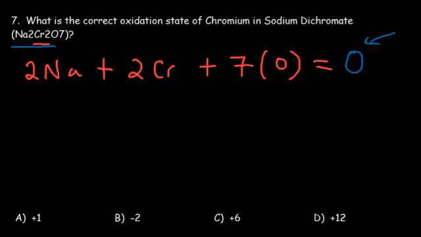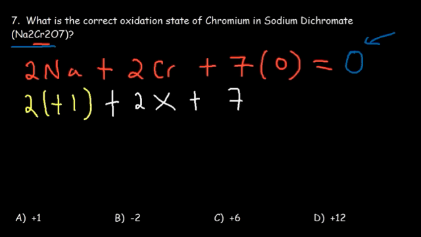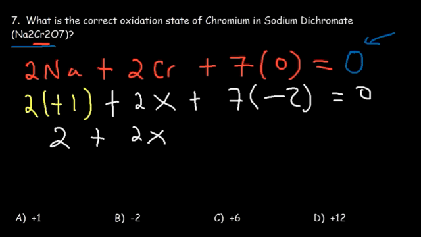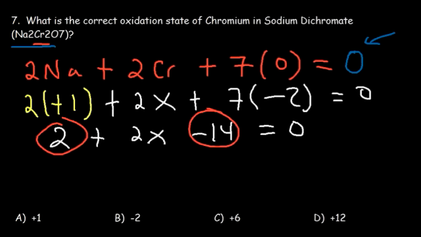Now sodium is found in group 1 of the periodic table, so sodium usually has a +1 charge. For chromium, we need to solve it, so let's call it X. And oxygen usually has a -2 charge. So 2 times 1 is 2, and 7 times -2 is -14. So we can add like terms. 2 plus -14, that is -12.